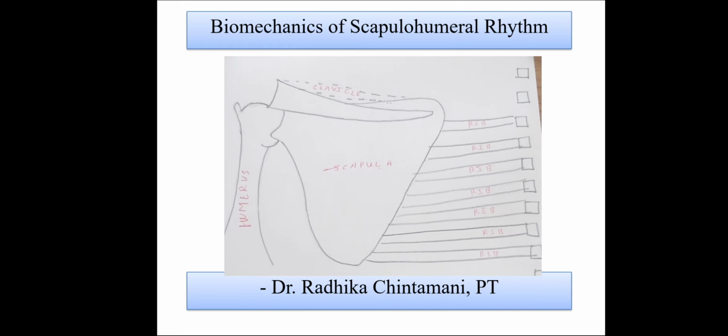Ideally, scapulohumeral rhythm is nothing but a rhythmic, coordinated movement occurring at all the four joints forming a shoulder complex, that is at the scapulothoracic, glenohumeral, sternoclavicular and acromioclavicular joints.